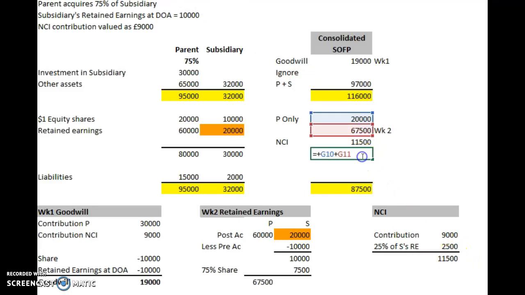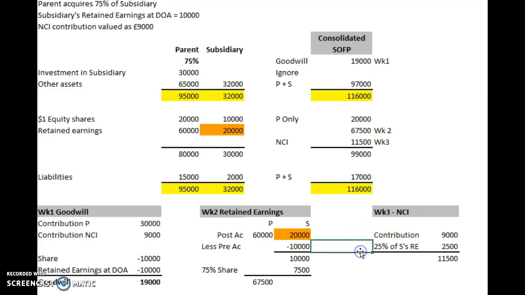Make sure that's included. And then the liabilities is just P plus S. And it's always nice to see that the balance sheet balances. So we've done quite a lot here. 116, 116. And we've got the NCI here, which we'll call working 3. Let's just tidy up what we've done. Working 3 NCI.